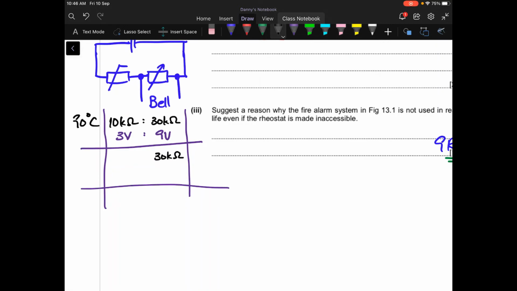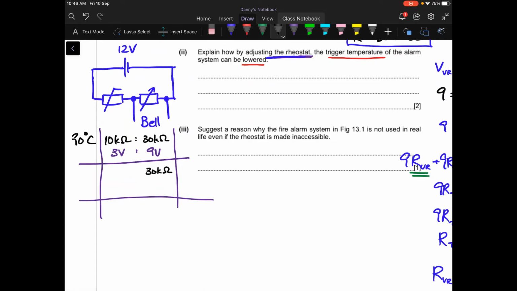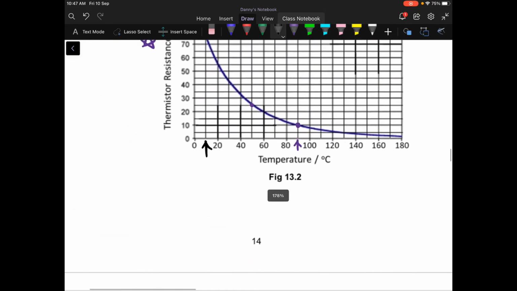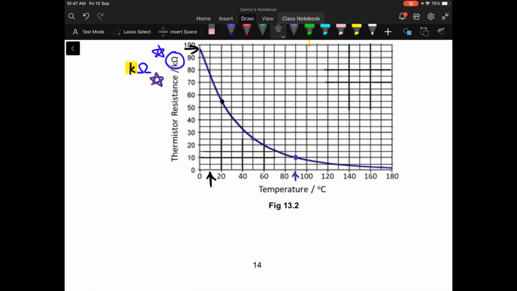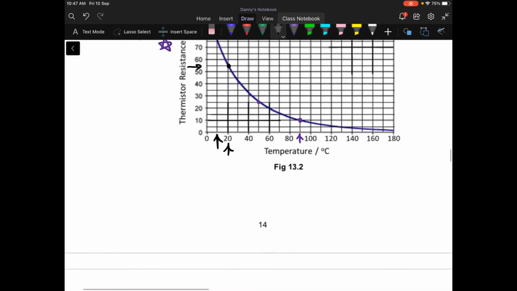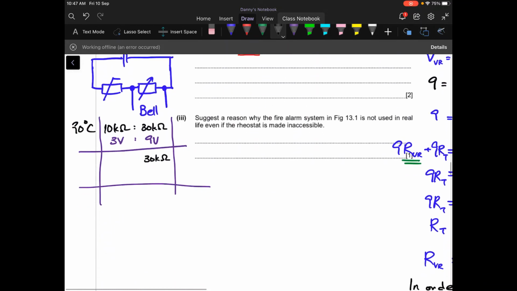Okay, let's say you use the same resistance. But this time round, you are having a very low temperature, let's say 20, and at 20 degrees C, you are getting 55. And just by looking at the ratio, you will know that this voltage over here will definitely be less than 9 volt, right? And basically your bell will be off.